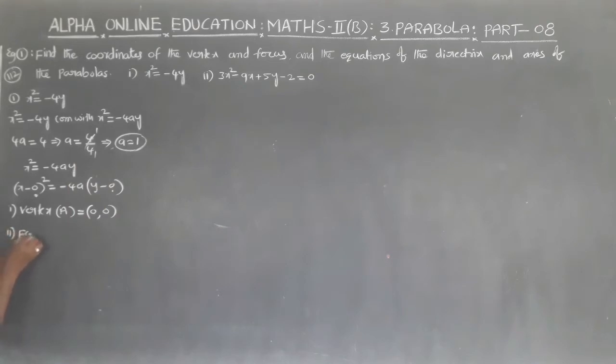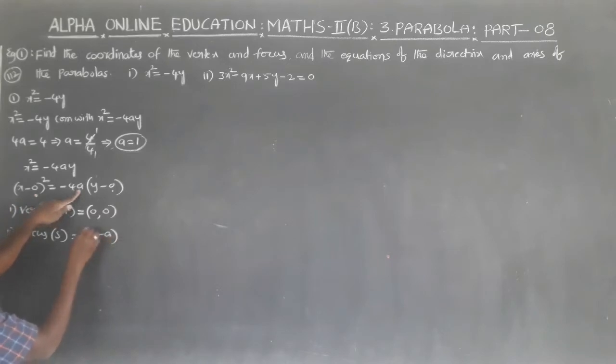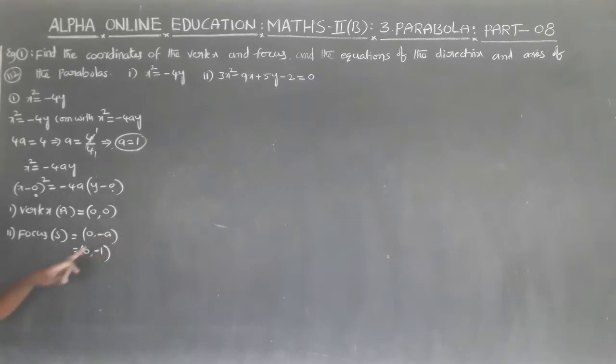Second one is focus. X coordinate 0, y coordinate -a. So focus is (0, -a), so (0, -1), a = 1. Third one is equation of the directrix. Equation of the directrix is y - a = 0, means y - 1 = 0. So equation of the directrix is y - 1 = 0.